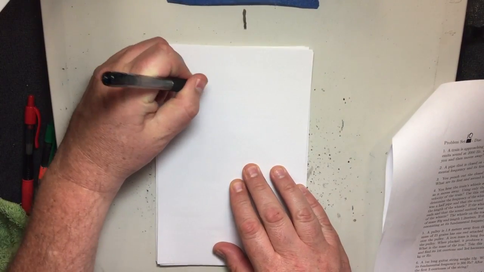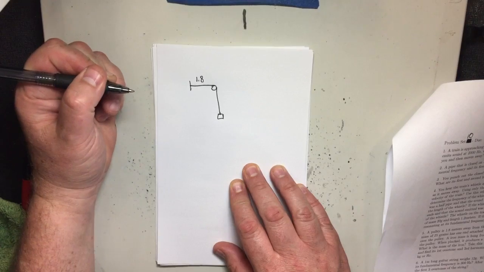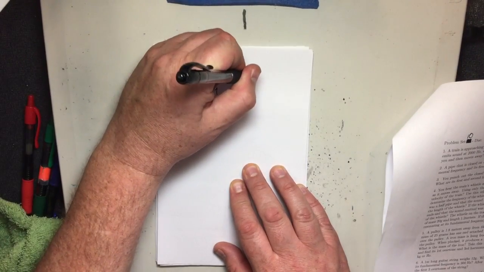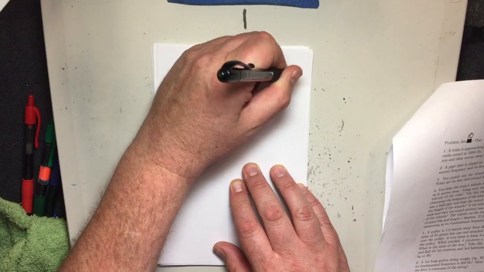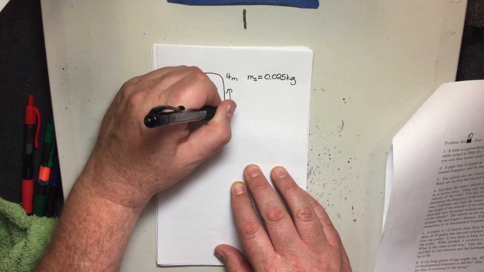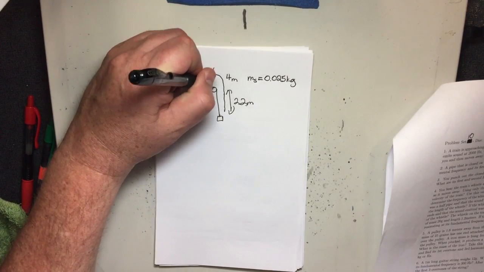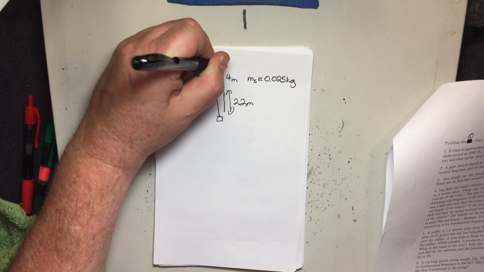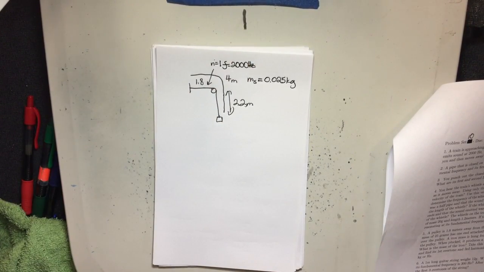A pulley is 1.8 meters away from the wall. A 4-meter string that has a mass of 25 grams has an iron mass hung from the end of the string hanging off the pulley. When plucked, it produces a fundamental frequency of 2000 hertz. What is the mass of the iron?